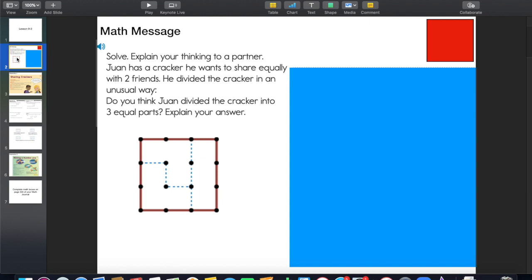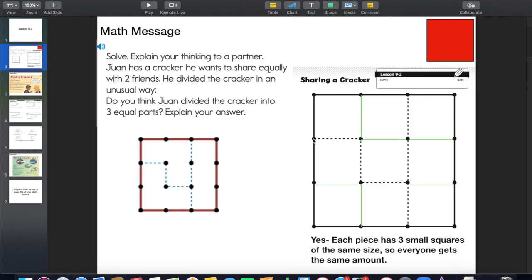So as I think about this, my first instinct is to say, no, he didn't divide it into 3 equal parts because these parts here don't look like this part here. But then the closer I look at it, I start to see that I can break these dots up, and I'm going to make it a little bigger over here, and I can use these dots to connect to squares. So I've drawn green lines in here just to kind of connect each square.